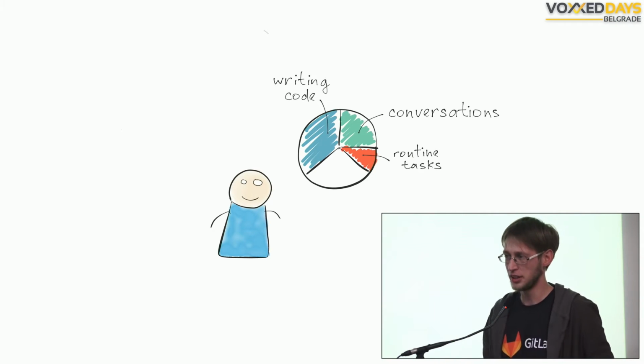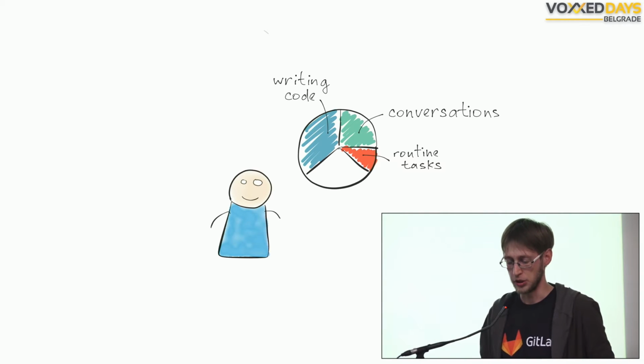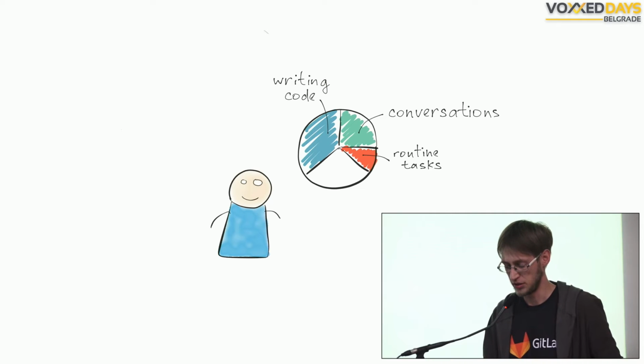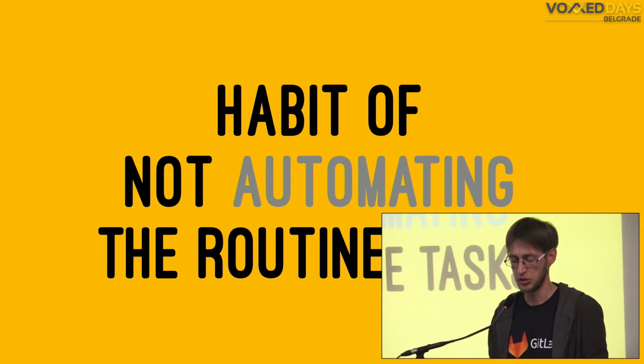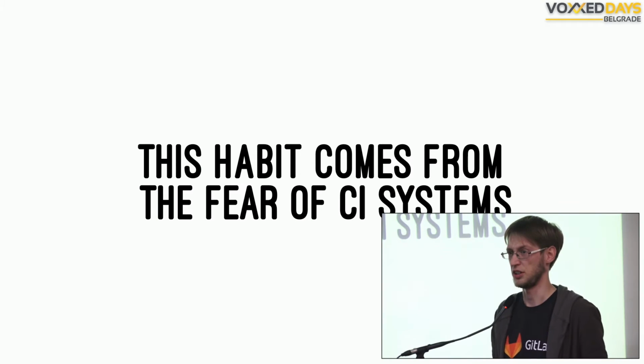So during the day, you definitely write code, you have conversations with your colleagues, and you spend some time on routine tasks, which can be automated. And we'll be talking about this habit of not automating the routine tasks. I analyzed myself, where did this habit come from? And I realized that it comes from the fear of CI systems.